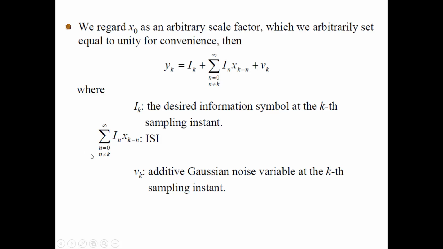And this term, the sum over n going from 0 to infinity with n not equal to k, of x of k minus n, is basically the intersymbol interference term. vk is, of course, the additive white Gaussian noise variable at the kth sampling instant. We have to get rid of this term to make intersymbol interference 0.